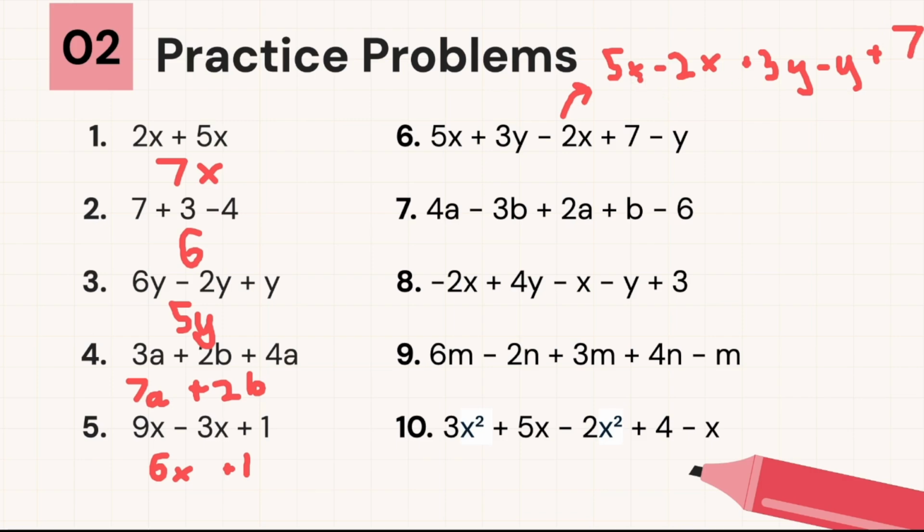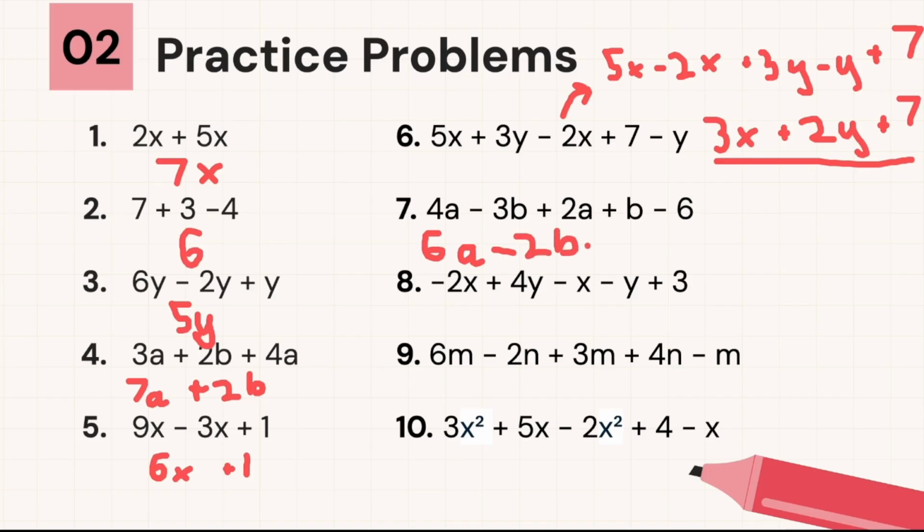So once we group these, we simply just combine the like terms. 5x minus 2x is 3x. And then 3y minus y is 2y. And then we have plus 7. So this would be our final answer for this expression. Likewise, over here, we have 4a plus minus 3b plus 2a plus b minus 6. So if we group 4a plus 2a, we get 6a. And then minus 3b plus b, we get minus 2b. And then we have minus 6.